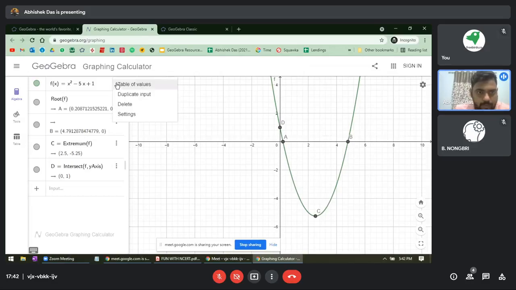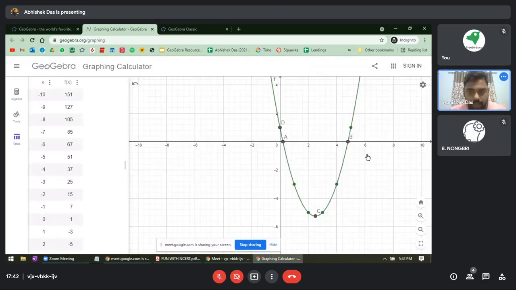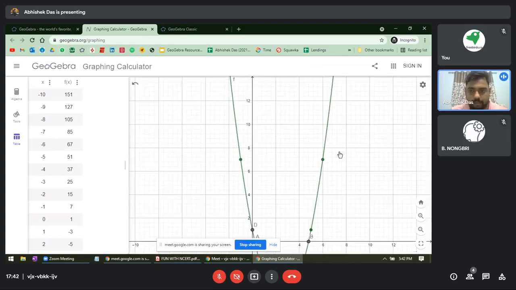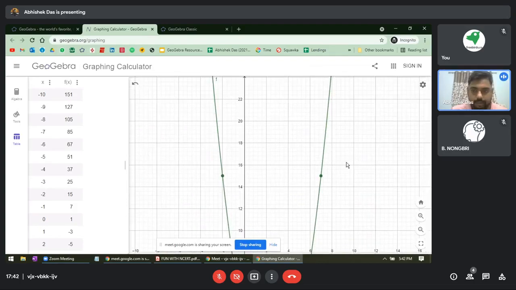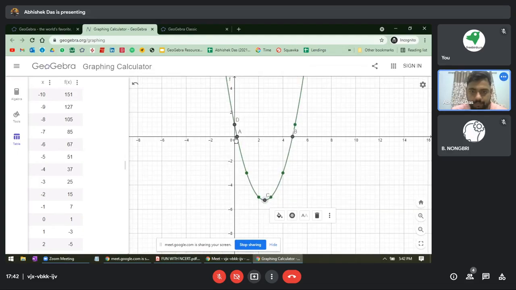Now, over here you can see a list, the table of values. So let's open that up. Let's say we'll start the value at -10 and we'll end the value at 10. And let's take a step of 1. And you will see a list of values or list of points which are on this parabola, right? Now, let me delete this table.